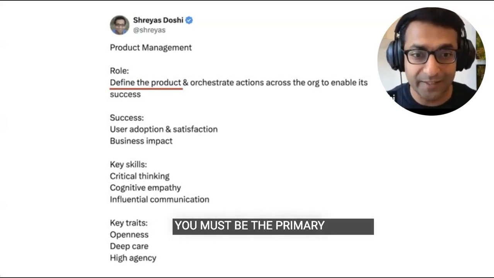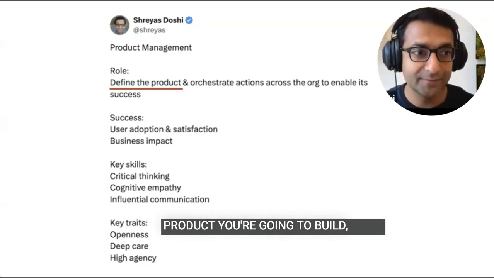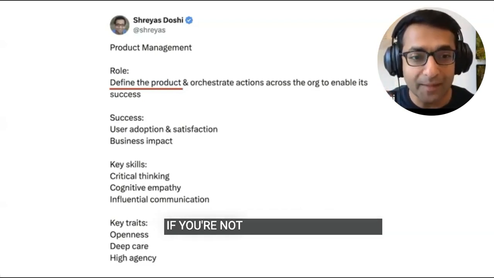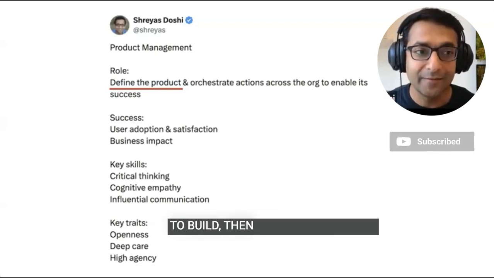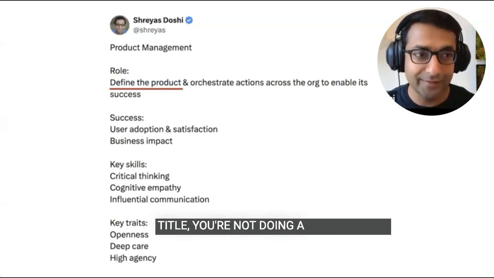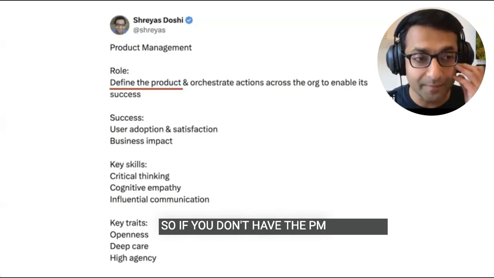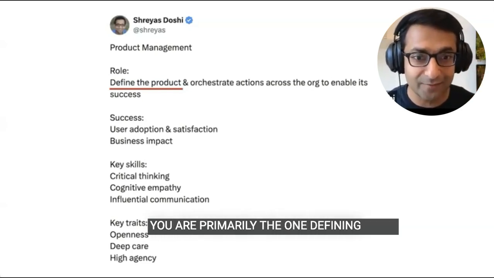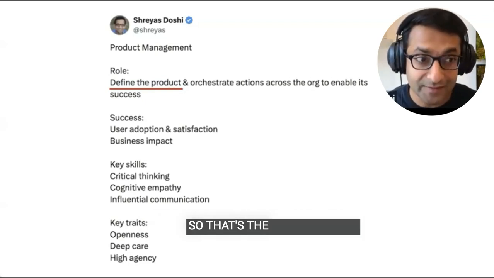This is the most important part of the real role of a real PM. You must be the primary person responsible for defining what product you're going to build, what product your team is going to build. If you're not primarily responsible for defining the product we are going to build, then regardless of your title, you're not doing a real PM role. And this works both ways. So if you don't have the PM title, but you are primarily the one defining what product to build, then I would say you're basically performing the PM role. So that's the first key part.